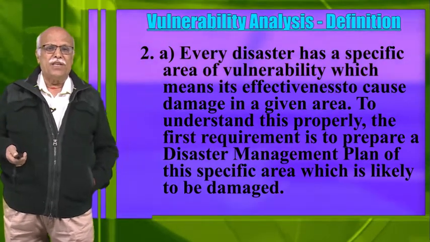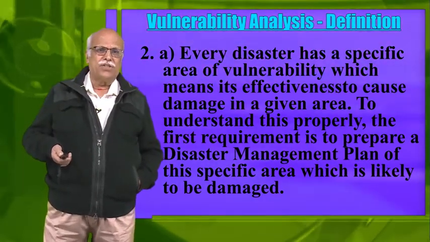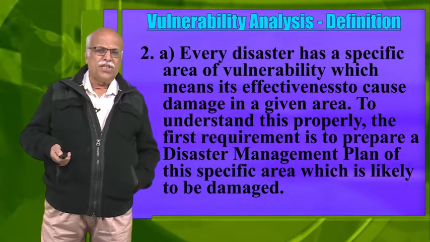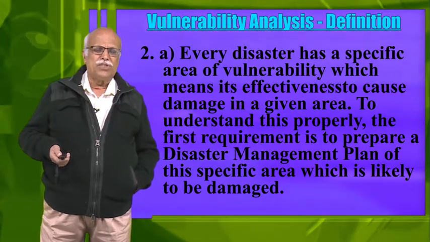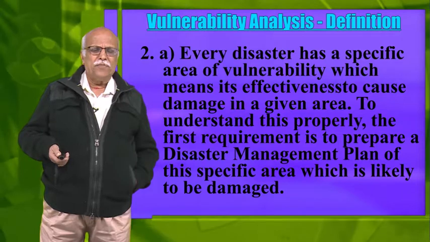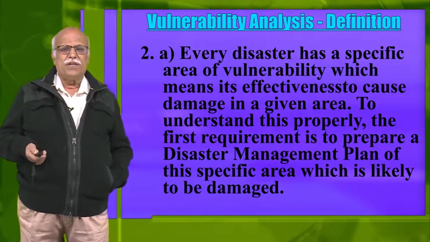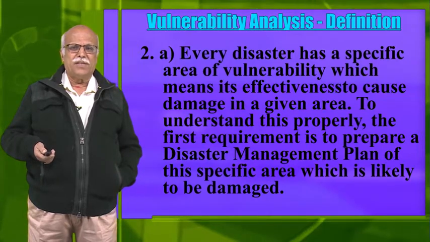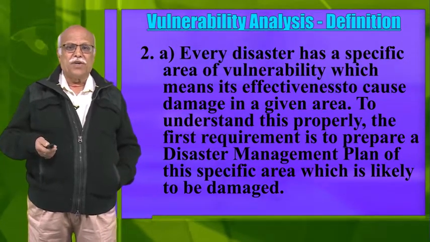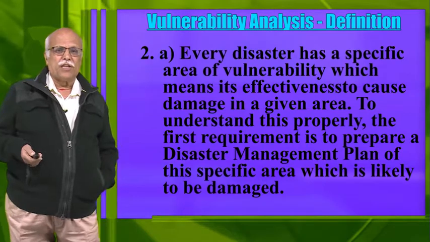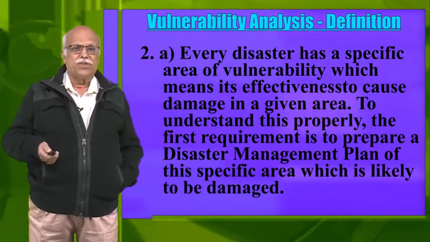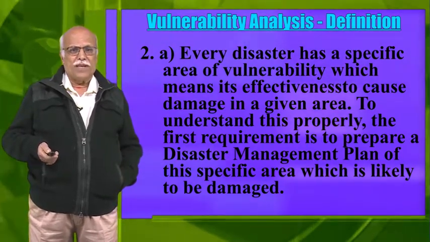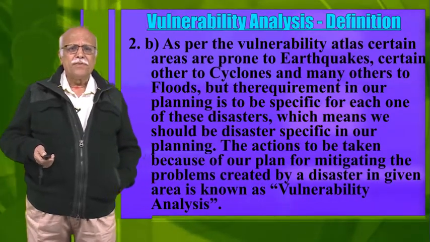So, in vulnerability, we have to take into consideration A, the basic area which is going to be damaged because of the disaster, and B, the areas which are going to be damaged because of the secondary disaster that is taking place. Both these things put together will give you the total area of vulnerability which has to be taken into consideration for preparation of any plan. We now come to the next aspect.